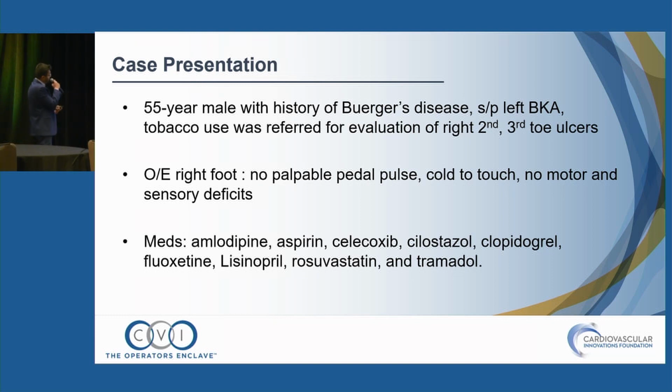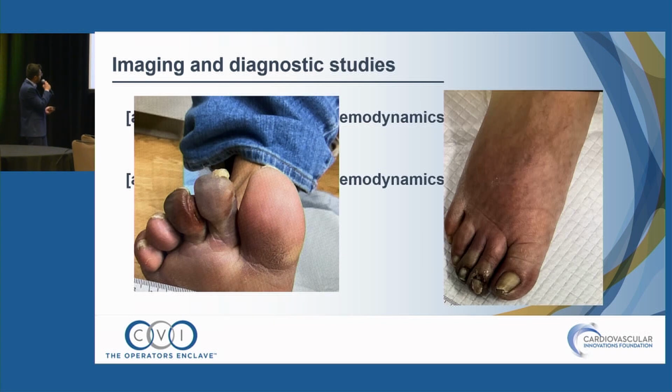So we have this 55-year-old young gentleman who has very aggressive Buerger's disease. He already underwent left BK a year before. He was still using a little bit of tobacco about 6 months ago. He was referred to us for right second and third toe ulcer and possible amputation. On physical exam, there are no palpable pedal pulses, and the foot was cold to touch, but no motor or sensory deficit yet. Just routine medicines. He was on cilostazol, clopidogrel, rosuvastatin and baby aspirin. And this is how the foot looks. As you can see, it doesn't look good.